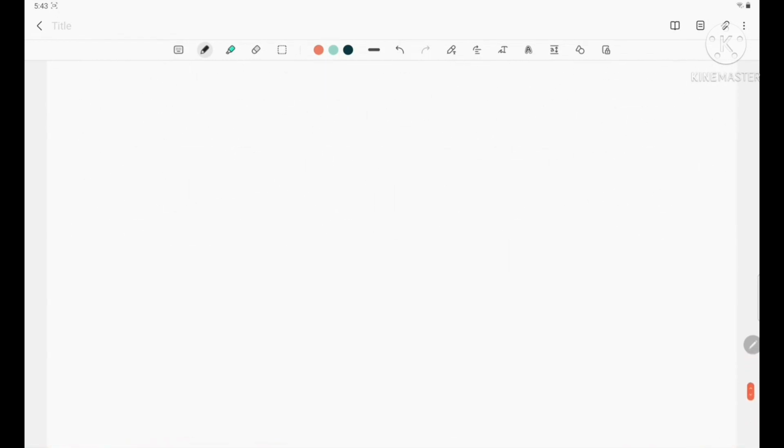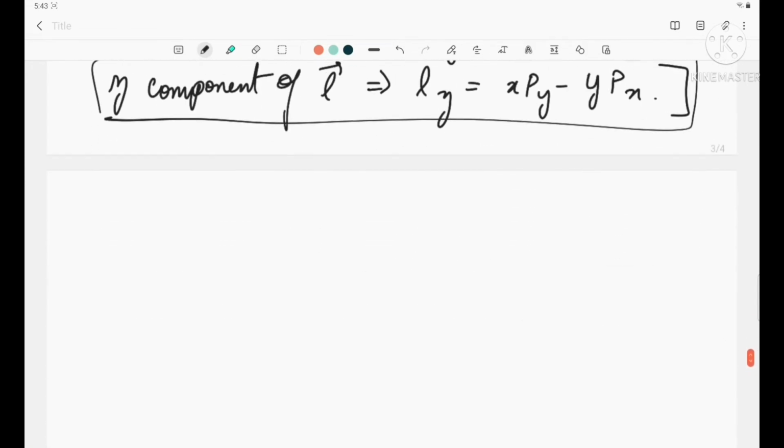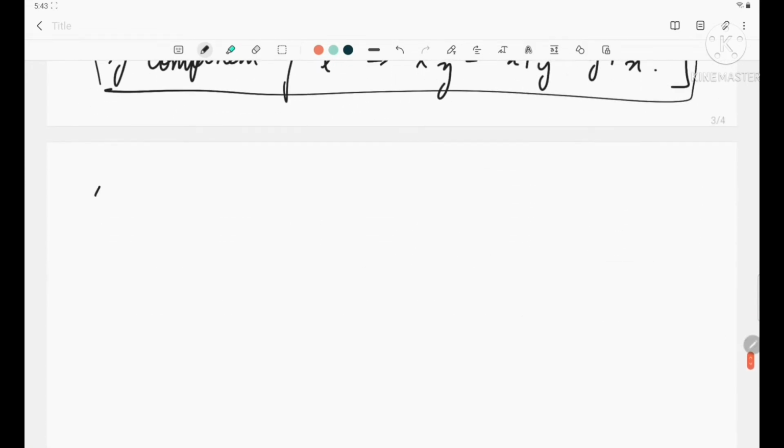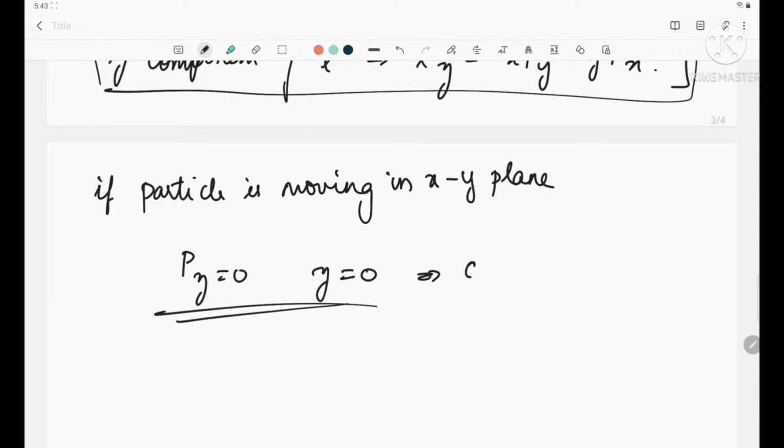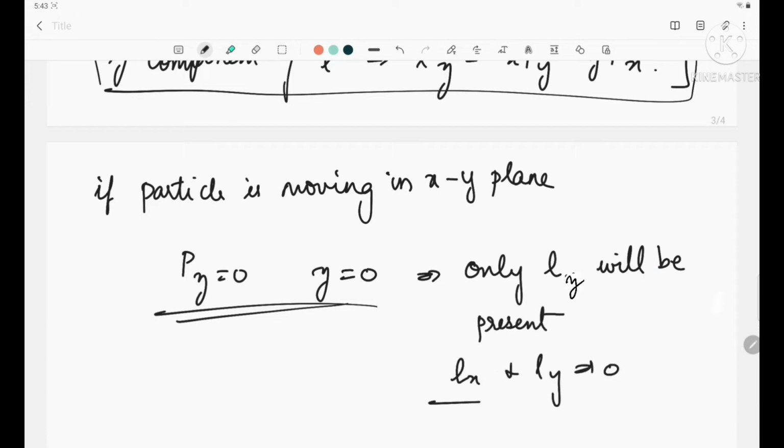So see, for the second part, let me just write a small note here. If the particle is moving in the xy plane, that means pz is equal to 0 and z is also equal to 0. So this implies only Lz will be present. Okay, the remaining Lx and Ly will be equal to 0. That's it.